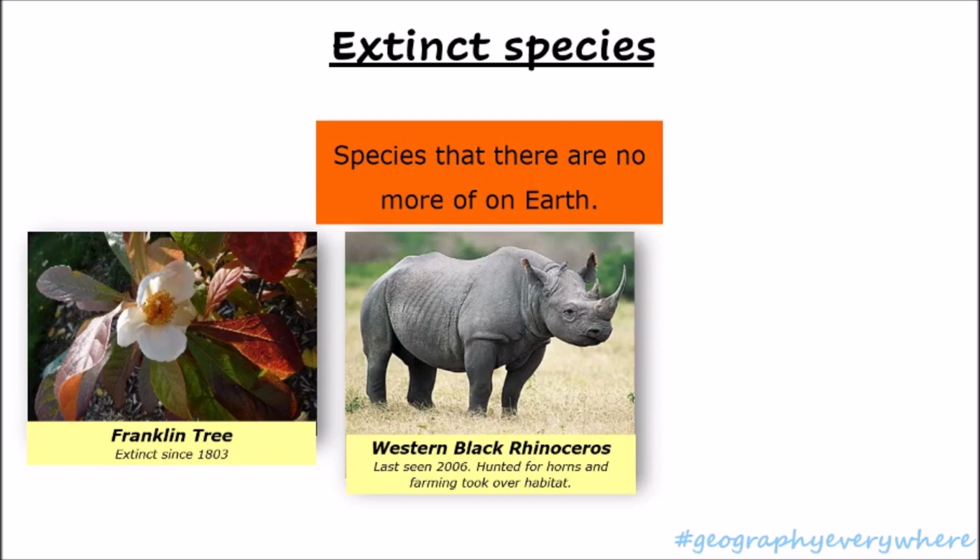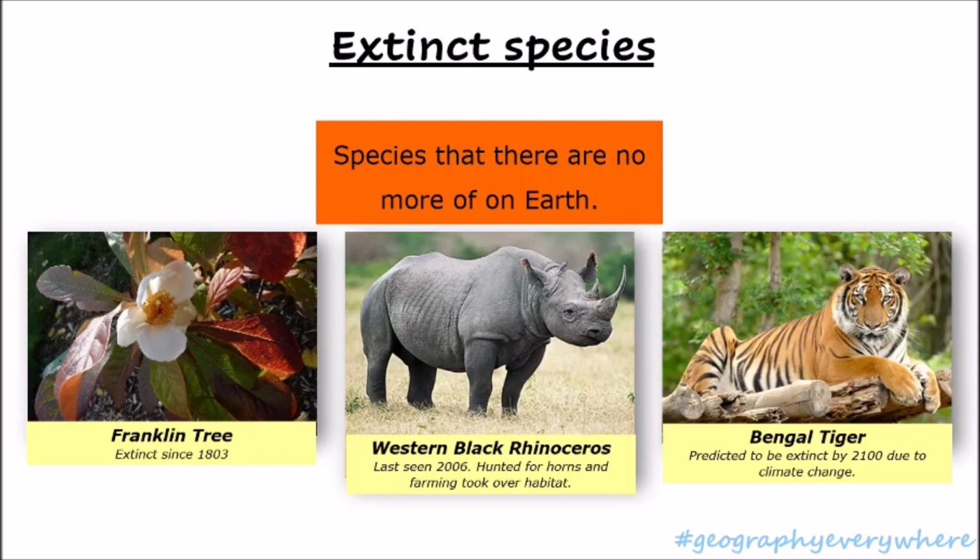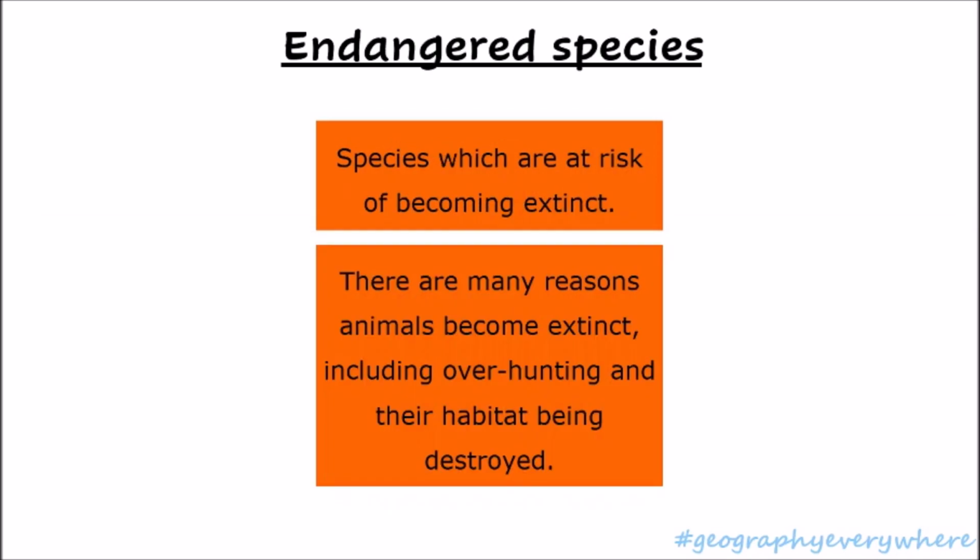This is quite recent. The Bengal tiger is not extinct yet, but it's predicted to be extinct by the year 2100. This is because of climate change. The Bengal tiger lives in an area which is very close to the sea. Due to climate change, the rising sea levels will take over its habitat, which means it no longer will have a place to live and it will become extinct. Endangered species are species which are at risk of becoming extinct. So they're not extinct yet, but they might soon be.